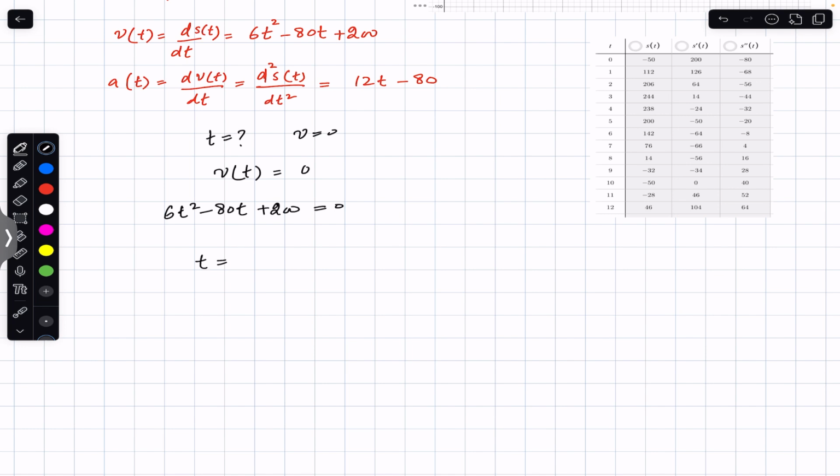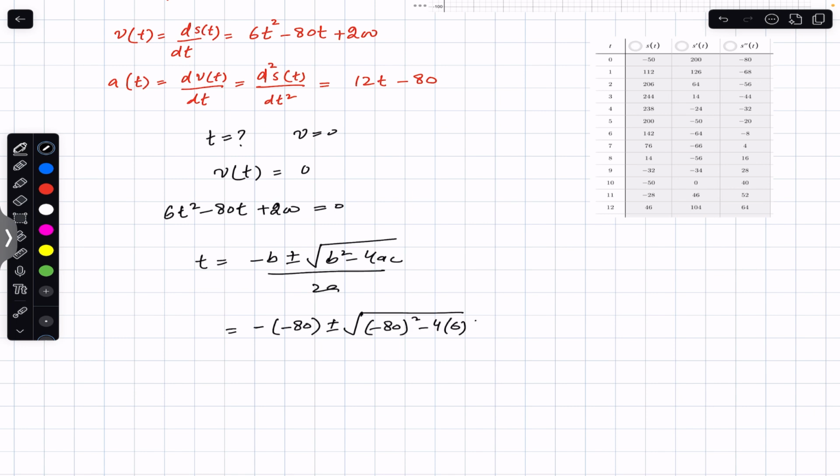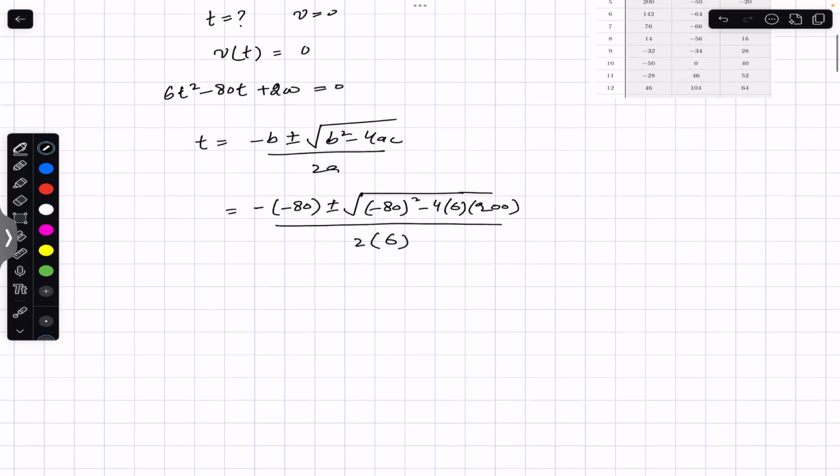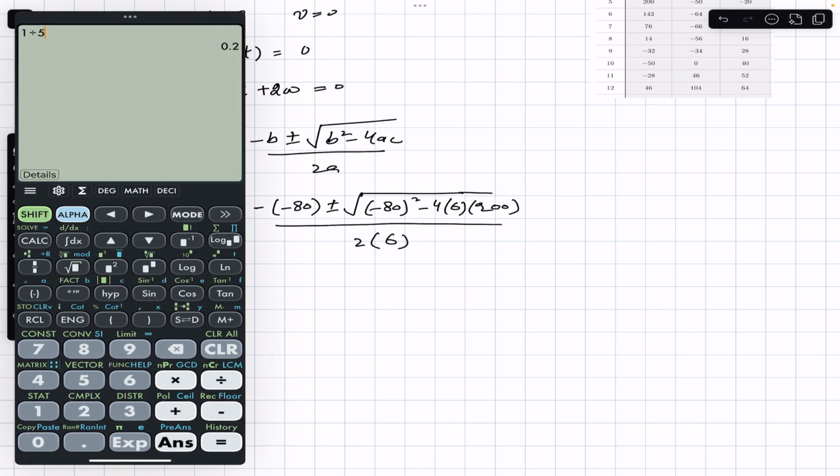If we use the quadratic formula, t will be equal to minus b plus or minus the square root of b² − 4ac, divided by 2a. a is 6, b is −80, and c is 200. So this is minus into minus 80 plus or minus the square root of (−80)² − 4 into 6 into 200, divided by 2 into 6. This will give us two values, one for plus and one for minus. Let me find the plus value first: minus into minus 80 plus the square root of (−80)² − 4 into 6 into 200, divided by 2 into 6, which is 12.